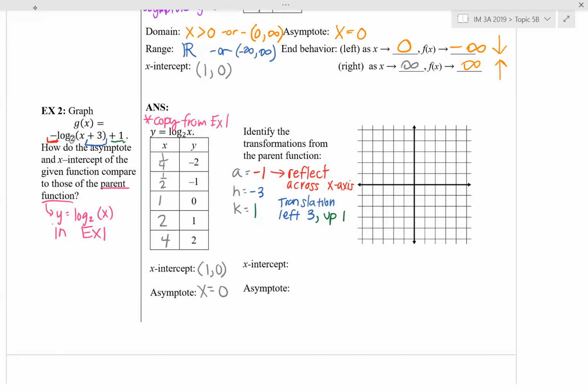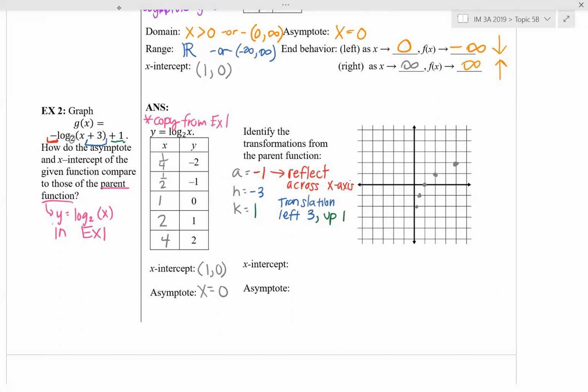For the graph, let's start by just plotting these points. So I'm not going to connect them because this is going to be the parent function, but I need those points in order to draw my transformations. So I'm going to start with these points. So I have 1/4, -2, 1/2, -1, 1, 0, 2, 1, and 4, 2.